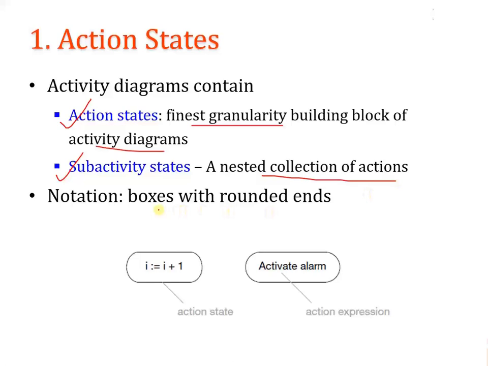The notation of action states and sub-activity states is a rounded rectangle. So this is a rectangle which has curved ends at both sides. You cannot have a rectangle with perfect boundaries. That is not the right notation for action states. Within such a notation, you need to write the name of an action. It can be an expression or it can be a verb phrase also.